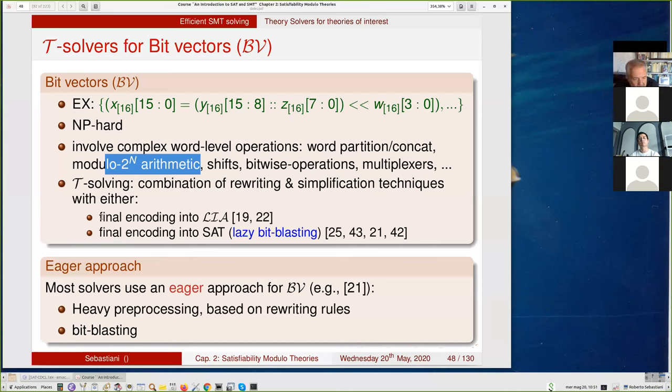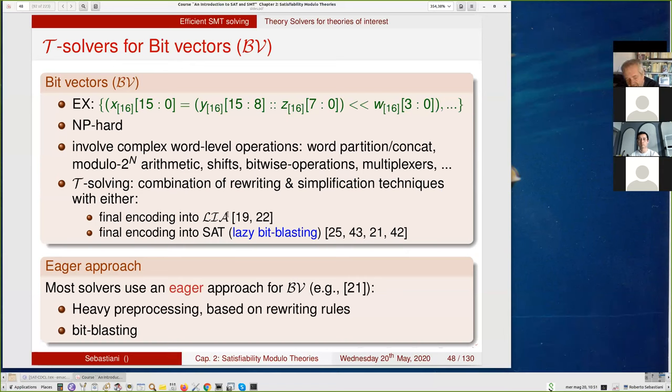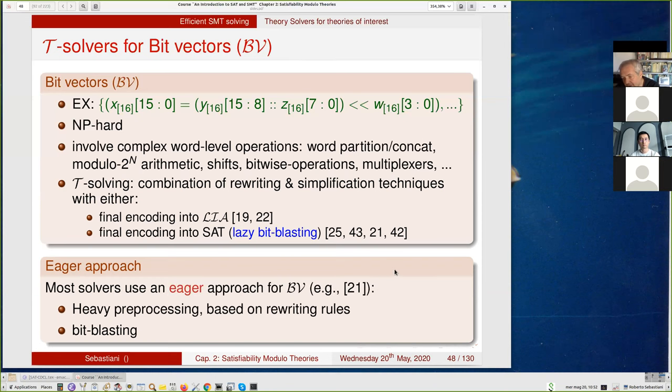But typically in both cases, before solving, one key point of a bit vector solver is that you try to apply rewriting rules, simplification rules, and whatever rules you may think of to simplify the formula as much as possible, to try to infer anything. Only when nothing else is left, you encode it into either linear arithmetic or pure SAT. Encoding to pure SAT is also called bit blasting. Most solvers use an eager approach: simplify as much as possible, rewrite as much as possible, but at the end of the story, use a SAT solver.